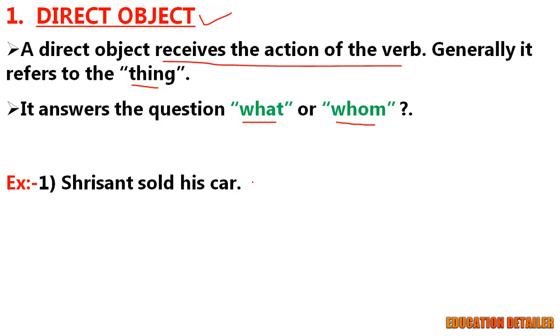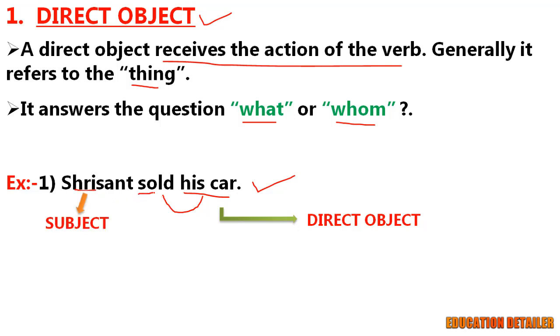Example, Srisant sold his car. In this example, his car is a direct object because it is directly affected by the action of the verb sold. Srisant is a subject, sold is a verb, and ask a question, Srisant sold what? His car. Hence, it is the direct object.